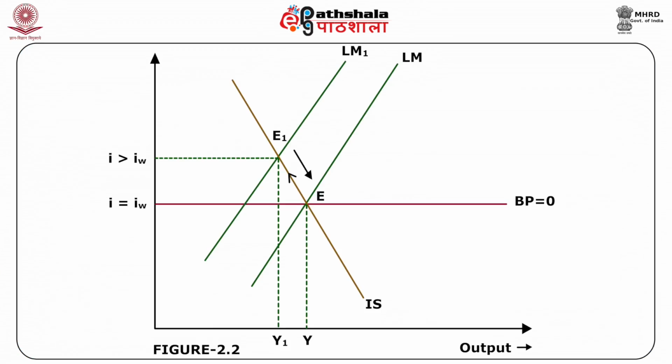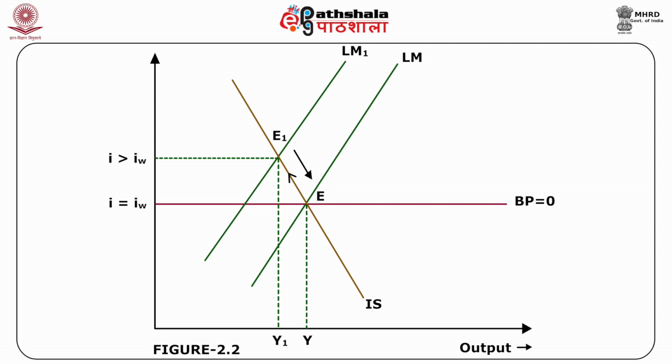In this figure, we have the IS, LM and balance of payment equal to 0 schedules. The balance of payment equal to 0 line is parallel to the horizontal axis in the economy with perfect capital mobility. When the domestic rate of interest is equal to the world rate of interest, or in other words, when i is equal to iW, IS and LM intersect at E, which shows the initial equilibrium. Then there is monetary contraction and the LM curve shifts towards the left and the economy moves to E1.